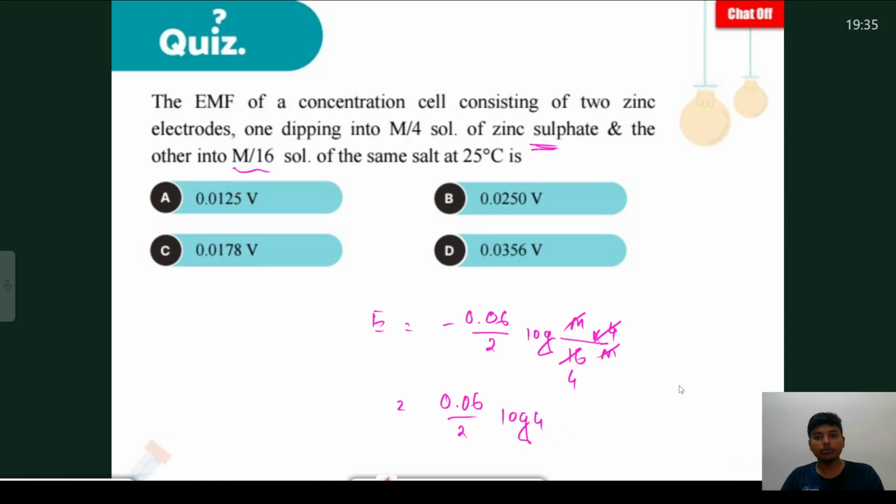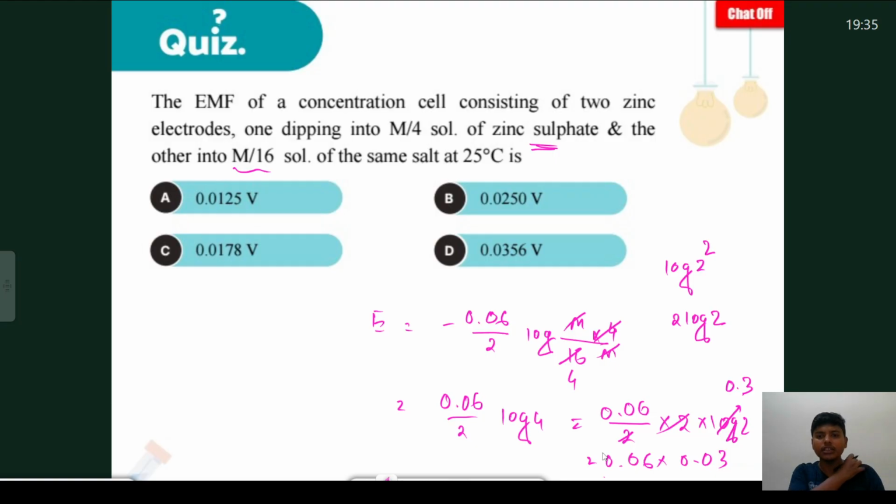Now log 4 means what? I can write log 4 equal to log 2 square, so log 2 square means 2 log 2. So I write 0.06 by 2 multiplied with 2 log 2. Now log 2 value is 0.3. Remember this, log 2 value 0.3. So 2 and 2 cut, 0.06 into 0.3. Whatever value you get, that will be the answer. Sir, where did the minus sign go?